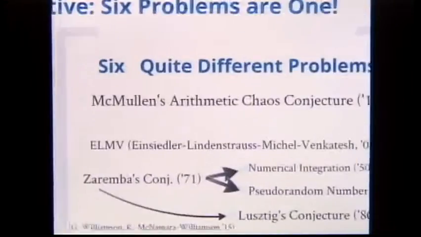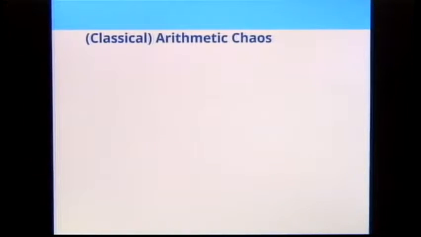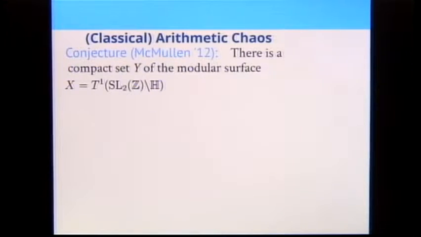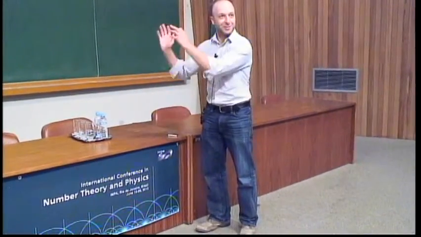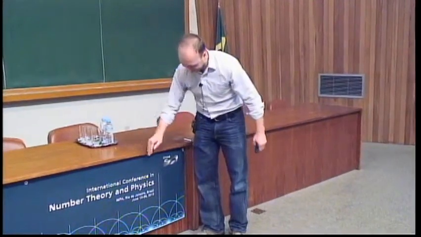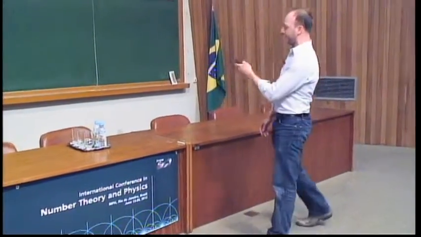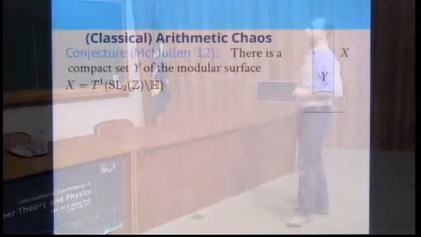OK. So that was Zaremba. Let's go to arithmetic chaos. So here's Kurt's conjecture. Again, this is the classical arithmetic chaos conjecture. It says the following. You look at your modular surface, X, or its unit tangent bundle. And you want to know, does there exist a compact subset Y? So you want to cut off the modular surface at some height. The only non-compactness is the cusp. So the cutoff is some finite height. I want to take this piece of the modular surface, Y, with the following property.